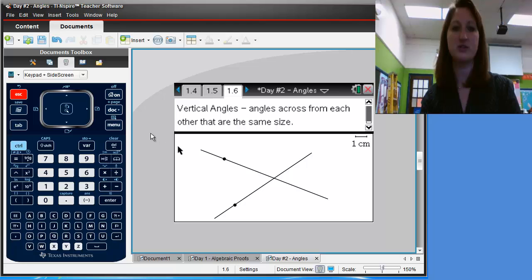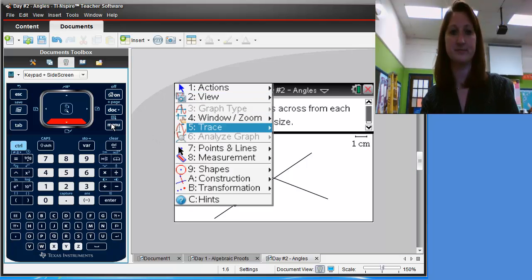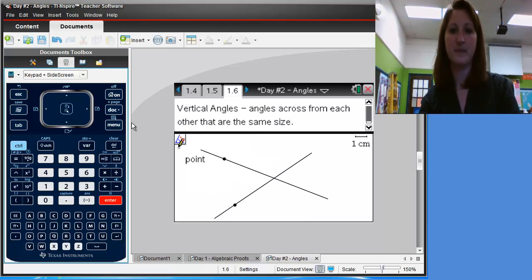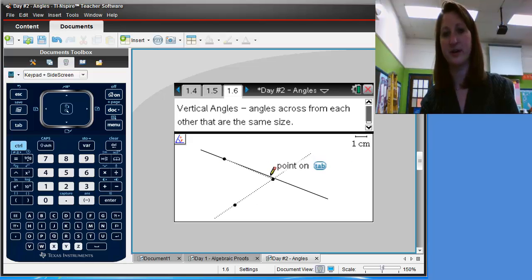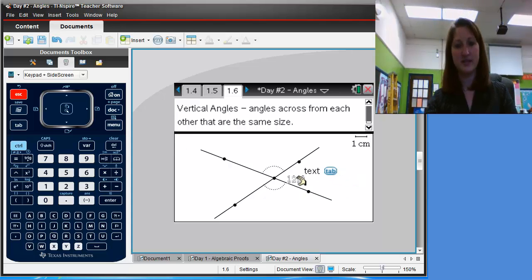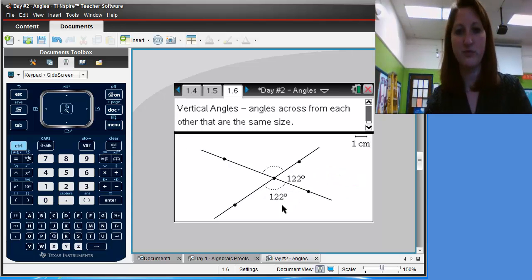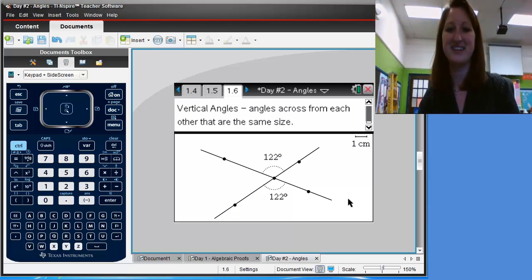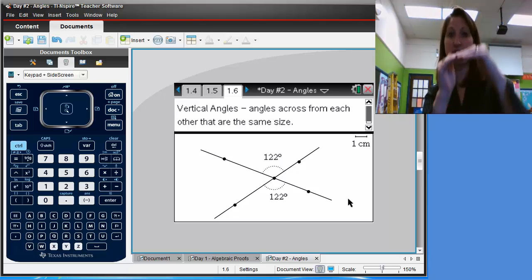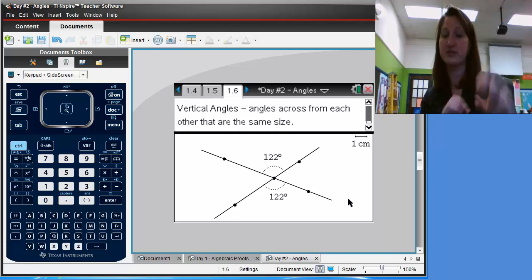So what I want to do is measure a pair of vertical angles. I'm going to start with the one on the top. Click on one point, go to the middle, click on the other side, and then do the same thing for the angle across from it. Now my measurements kind of jumped right on top of each other, so I'm just going to move them into the correct angles. And it says that both of those angles are 122 degrees. So those are angles that are across from each other and they're the same size.